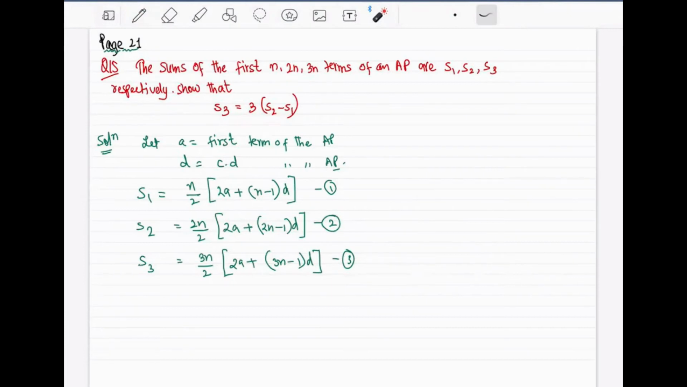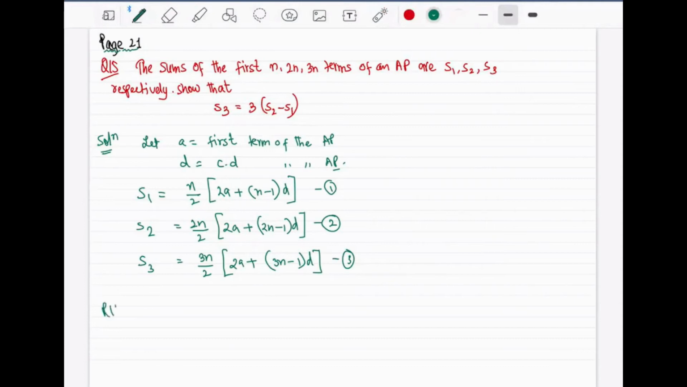So let's start from the right hand side. Okay, right hand side is 3 whole bracket S2 minus S1. In this right hand side, we will just put in the value for S2 and S1. That's it. You do some algebraic calculation, and let's see if we will be able to obtain S3 or not.